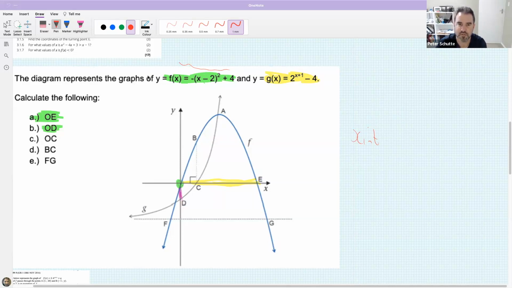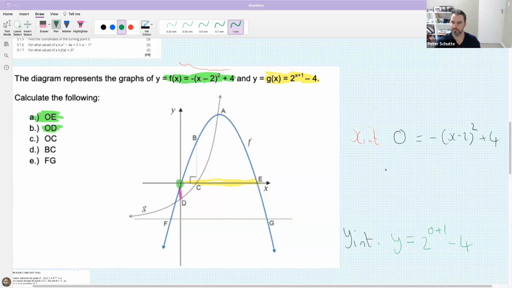So the x-intercept of the parabola, and to find the x-intercept, we normally have to solve that equation. And to find the y-intercept of something, we would normally have to make x 0. And so I think you would have to solve that equation. See what you can do.